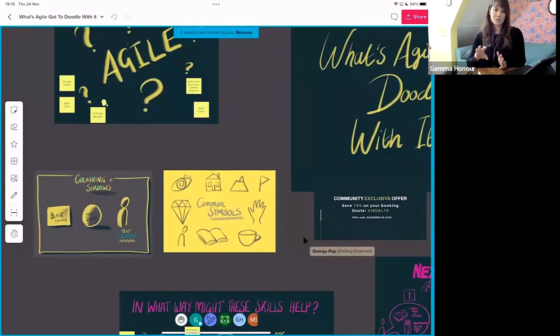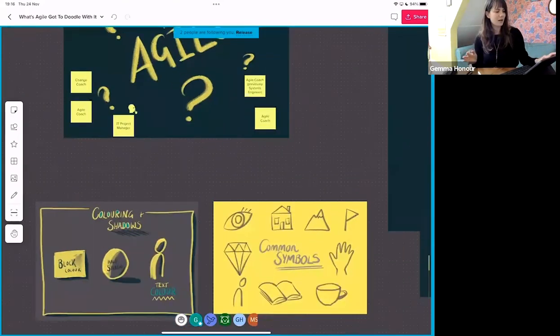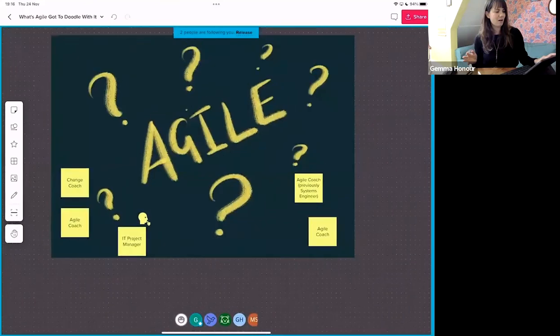So using it for things like mapping, visual recording, and visual facilitation, so that you can open up and create more inclusive workshop spaces, but also do it to a good standard so that it feels and looks professional. So anyway, now we are back at the very beginning.